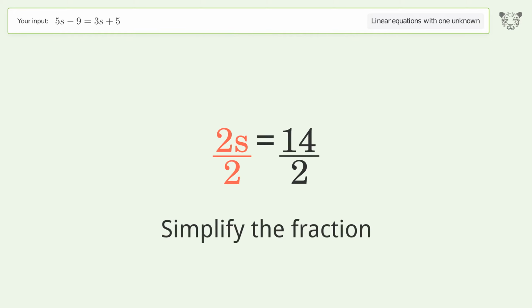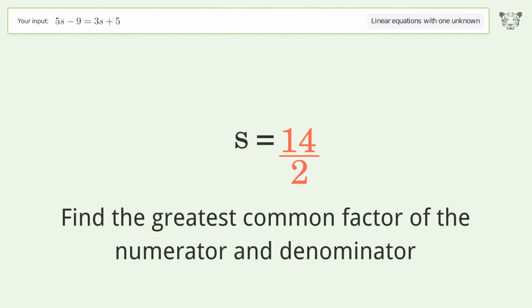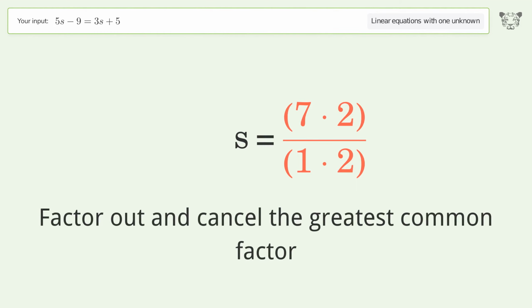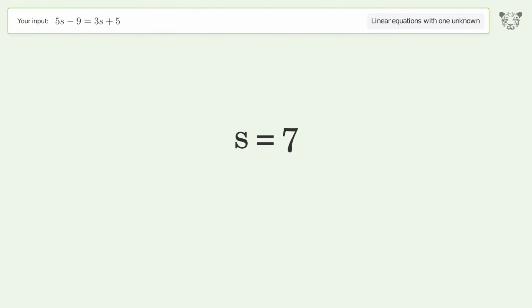Simplify the fraction. Find the greatest common factor of the numerator and denominator. Factor out and cancel the greatest common factor. And so the final result is s equals 7.